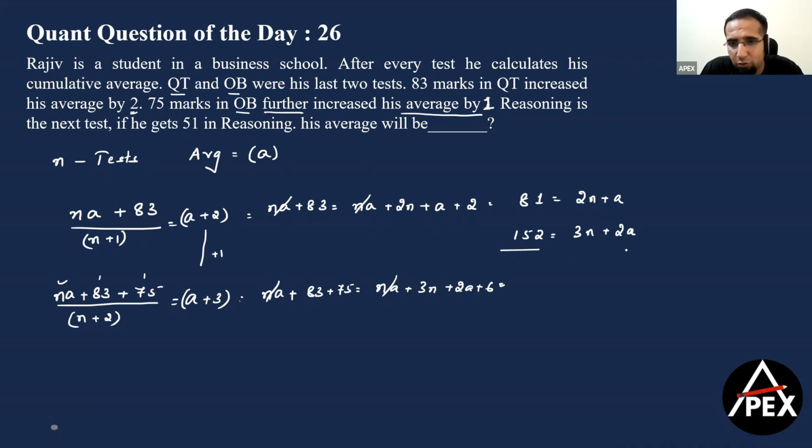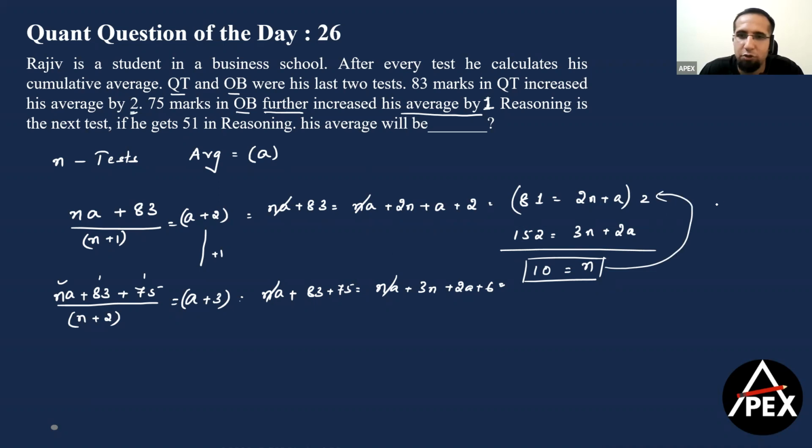So let's quickly calculate this. To get the value of A, I multiply the first equation with 2 and I subtract them. So 2 times 81 is 162, minus 152. So the value of N is equal to 10. Clear? Let's replace N in the first equation. So I have 81 minus 20 is equal to the value of A, which means the value of A is equal to 61. So we got the average, 61.